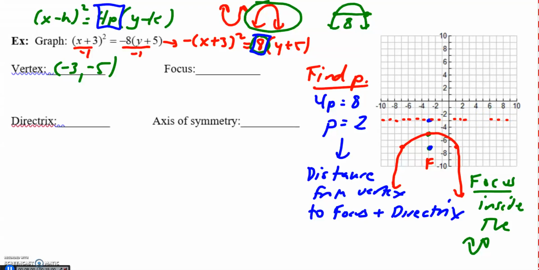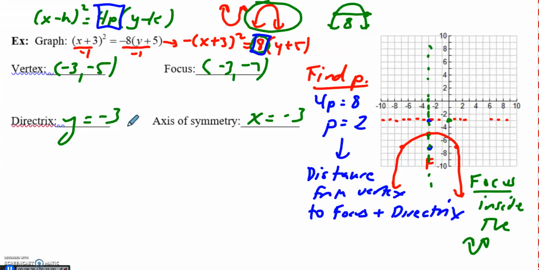Now that I have this visual, I can find the rest of the information much more quickly. The focus now is at -3, -7. The directrix is the line y equals, because it hits the y-axis right here, so it will be y equals -3. And the axis of symmetry is the line that cuts the parabola directly in half. So this would be an x equals line, and it also happens to hit the x-axis at -3. These will not always be the same. This is a coincidence for the first example.